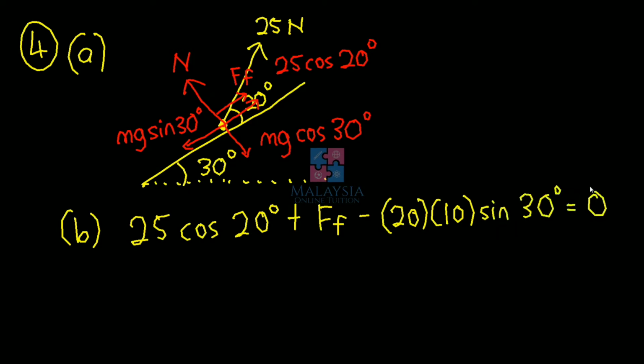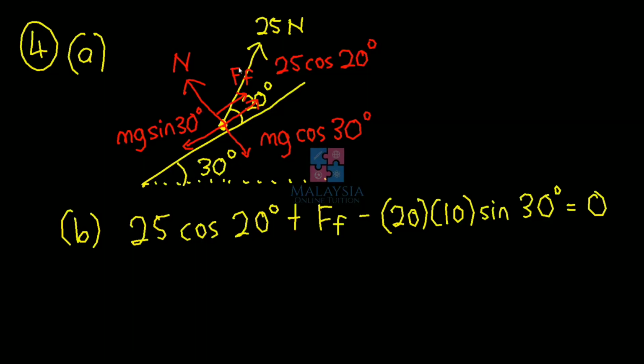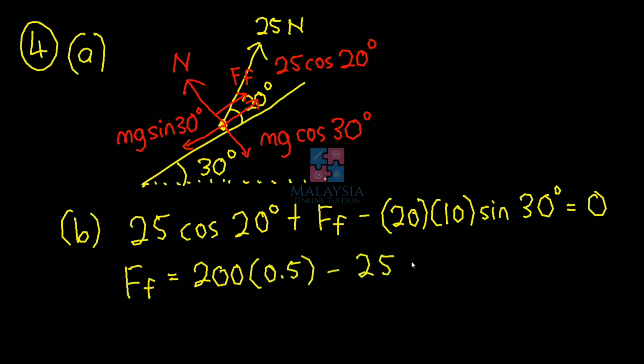Why 0 again? Because the force is used to prevent the particle from sliding down the plane. So it is about to slide down the plane, but it is not sliding yet, so the acceleration will be 0. So the frictional force will then be 200 times 0.5, since sin 30 is 0.5, minus 25 cos 20 degrees.